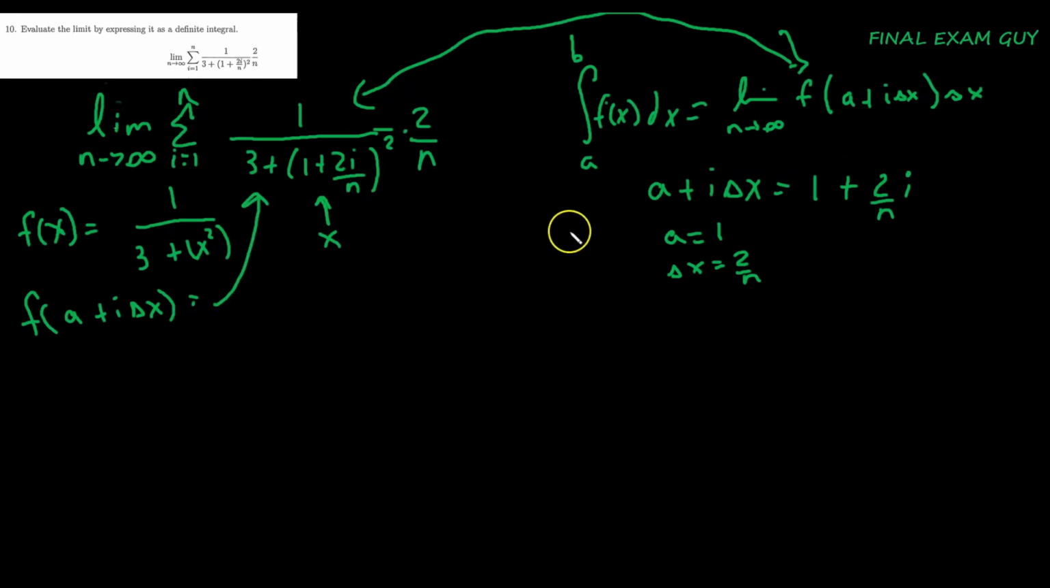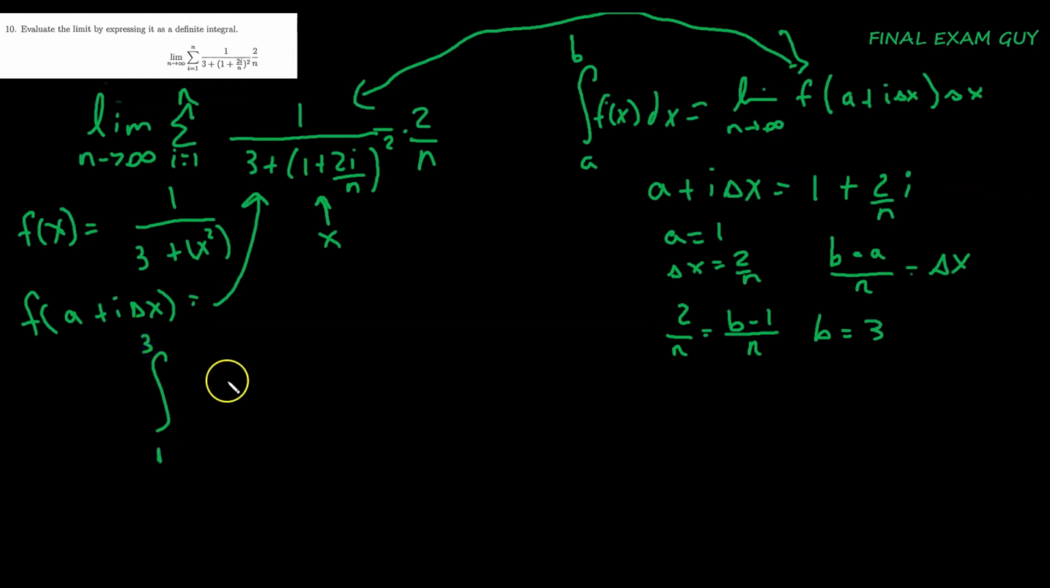So, carrying forward, now that we found our a, we just need to find our b, because that's the upper bound of our interval. So we know that b minus a over n is equal to delta x, and we're given delta x, so 2 over n is equal to b minus 1 over n. Your n's will cancel out, and you'll be left with b is equal to 3. So now we basically have our interval set up. It's the integral from 1 to 3 of f of x, which is 3 plus x squared, dx.